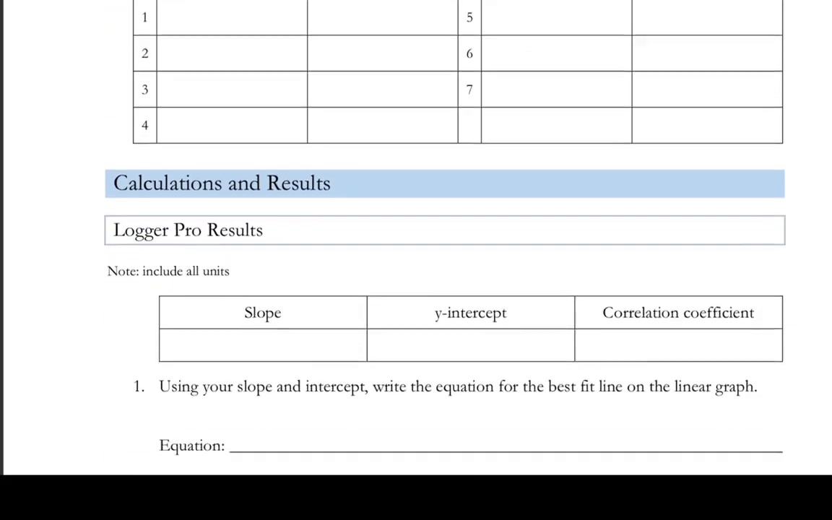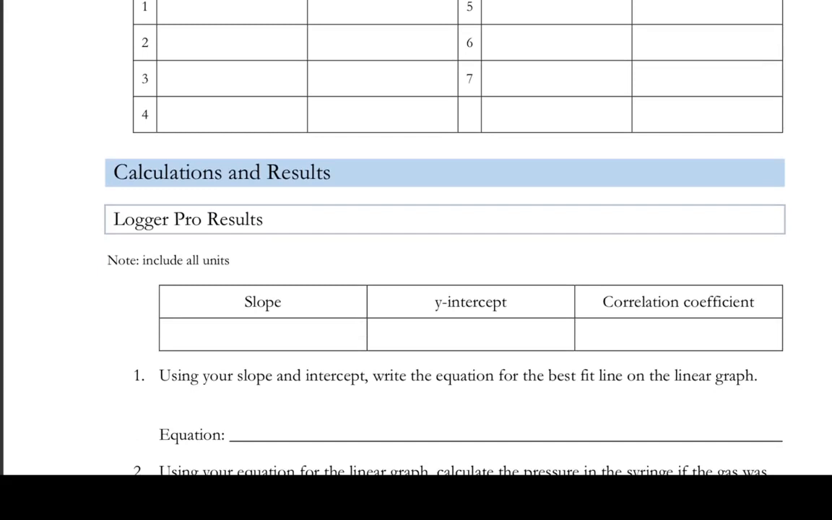From the graph, we will see that when we do pressure versus volume, we get not a linear relationship, but more of an inverse relationship. So as volume goes up, pressure goes down. As volume goes down, pressure goes up.